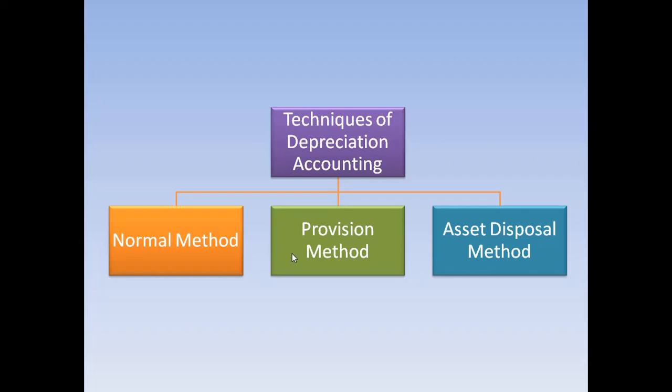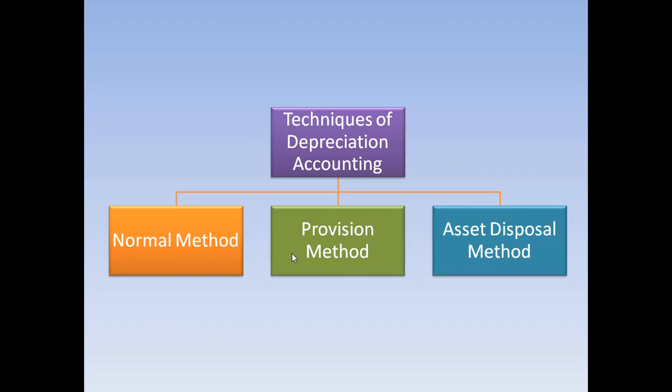Number one, normal method. In the normal method, we calculate depreciation, and that depreciation we include in the asset account. We subtract the value of depreciation from the asset value, and thus the value of the asset keeps on decreasing every year. And in this normal method, we can prepare a separate depreciation account if we wish to.